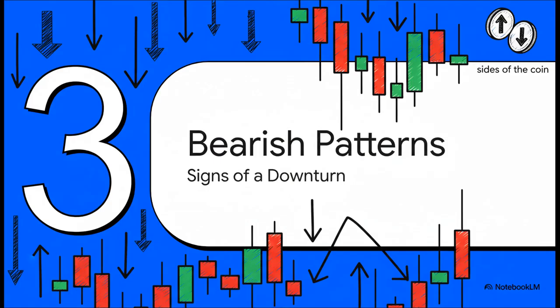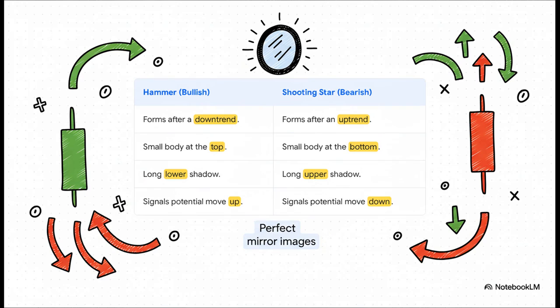Of course, the market is a two-way street. What goes up can and often does come down. So now, let's flip the script and look at the other side of the coin, the bearish patterns. These are the warnings that tell us an uptrend might be getting tired and a drop could be coming. Remember our friend the hammer? Well, meet its evil twin, the shooting star.